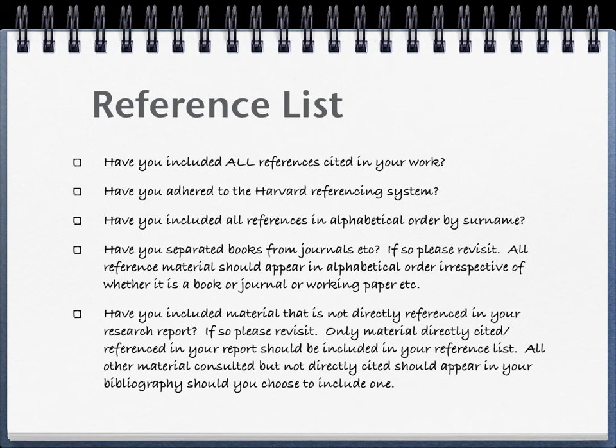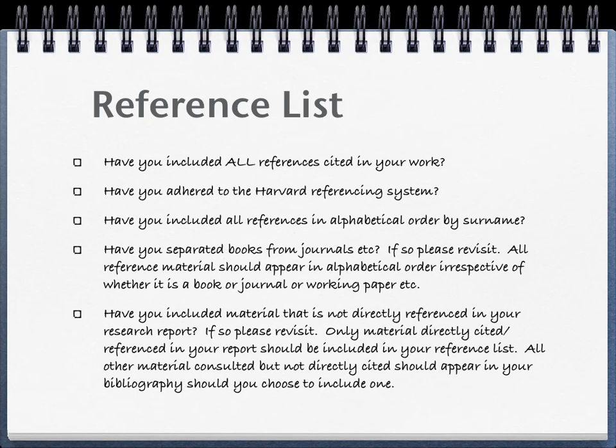In your reference list, make sure you include all references in alphabetical order by surname. Surname. It's so important. And often we find students still at this stage using the initial and putting them in order of the first initial. Don't do that. Another don't: separate books from journals, or journals from media sources or newspapers or any other. All references are in the one list going from A to Z, irrespective of where they're found. So all reference materials should appear in alphabetical order, irrespective of whether it's a book or a journal or working paper.